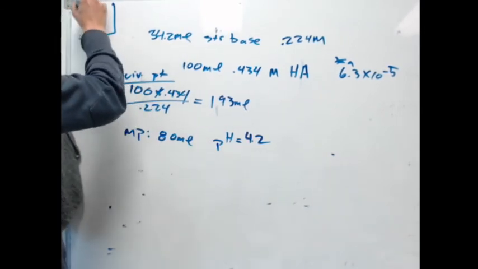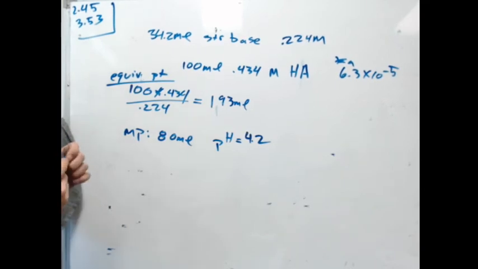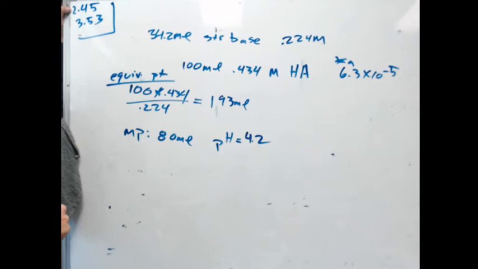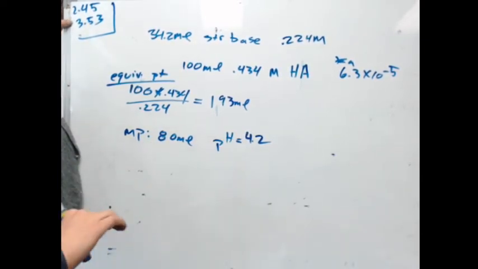2.45 and 3.53. Now, 2.45 is outside the buffer region, right? Because this goes down to 3.2. So even without doing any of the math, I could guess 3.53 without doing any of the problem.